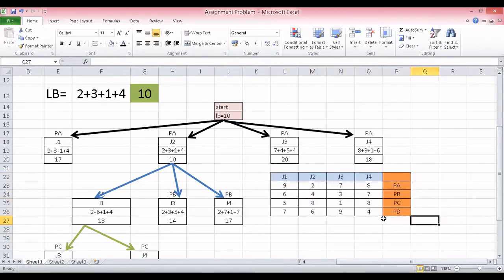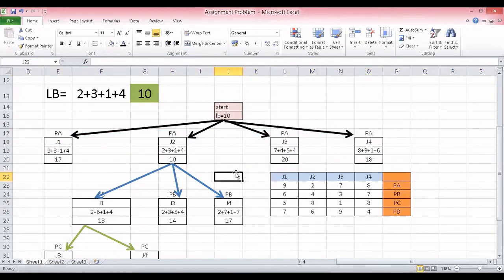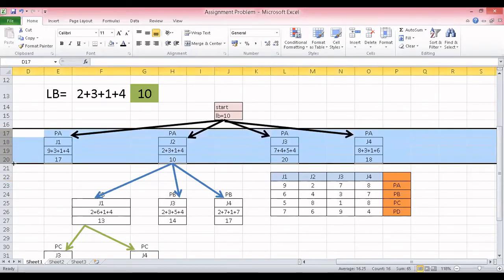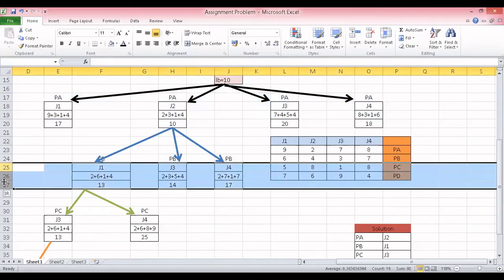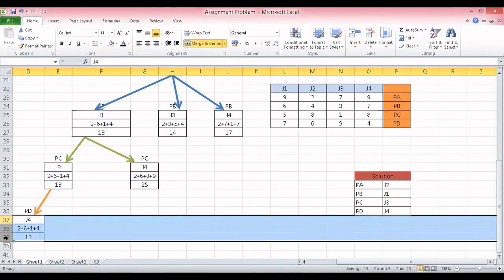Now, observe carefully, this is the important step. I am in level 1. See, 17, 18, 19, 20. The row is called level 1. As you know, the branch and bound problem works according to breadth first search. So the first level is completed fully, then the next level, then the next level, then the last level.